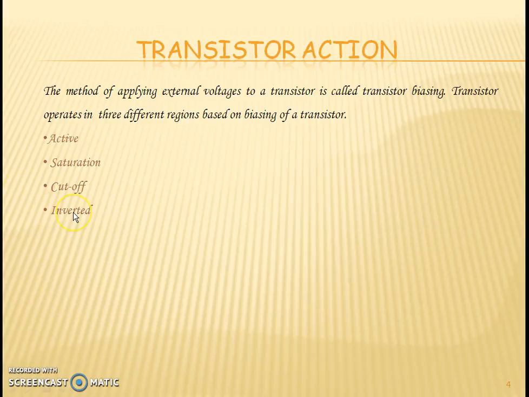The next and the last one is the inverted region. In this case, the emitter base junction is reverse biased and the collector base junction is forward biased. In this case, the transistor is said to be operating in inverted region.